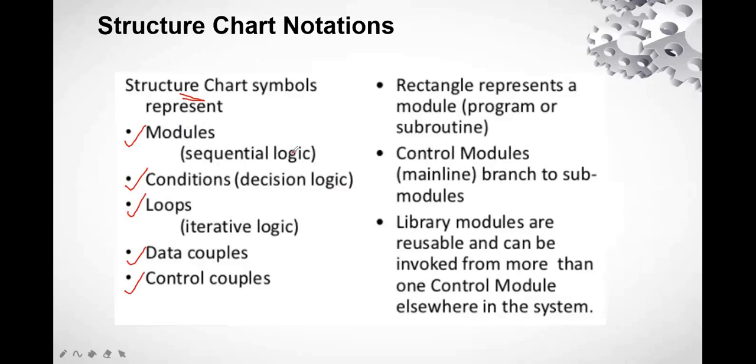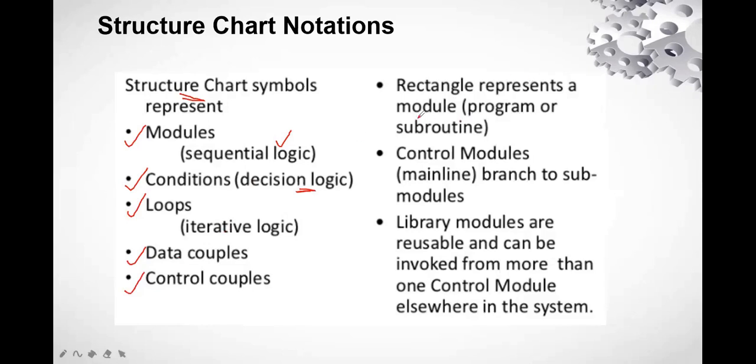Now we know modules are what? These are sequential logic. What are conditions? Conditions are decisions where we say if this condition applies, then the result will be this. If then, right? Else, this is the condition. Loops are the iterative logic which I told you. Number of loops we have done in C, you must have done. Data couples, I already told you what data couples are.